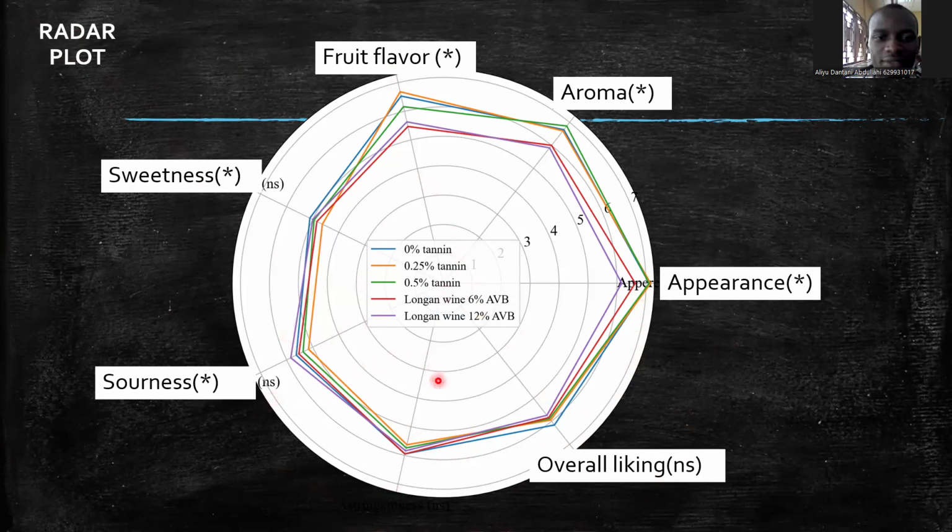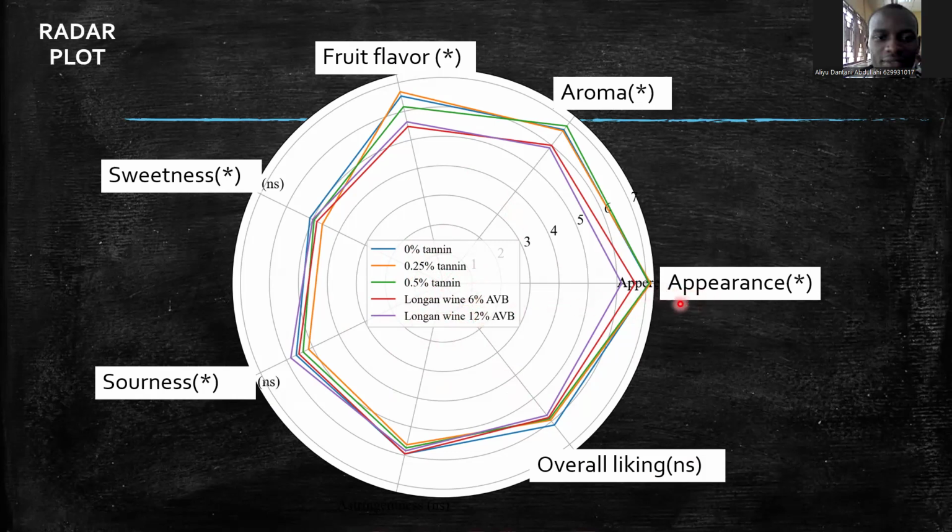or some kind of wine, right? So these are the groups. One wine has 0% tannin, the other one has 0.25% tannin, 0.5% tannin, and these two are standard Longan wine. Longan wine, 6% and 12%, right?